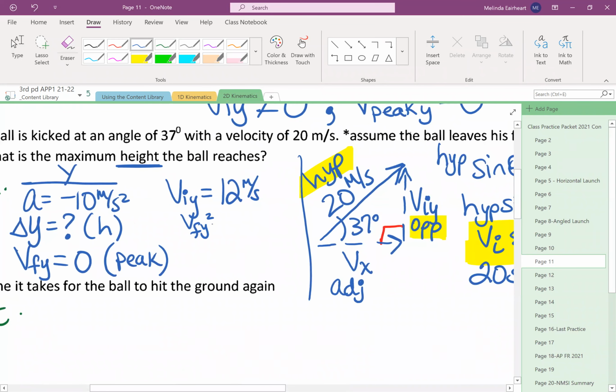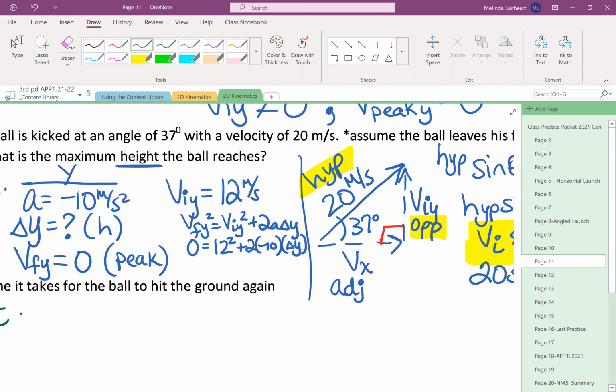VFy squared equals V initial y squared. Now we know why those secondary subscripts are there, right? You've got to have direction. Plus 2a delta y. And so final, remember we hit pause at the peak, so 0 equals 12 squared plus 2 times negative 10 times delta y. 12 squared is 144. And we have to subtract it to the other side, right? And then divide by negative 20.